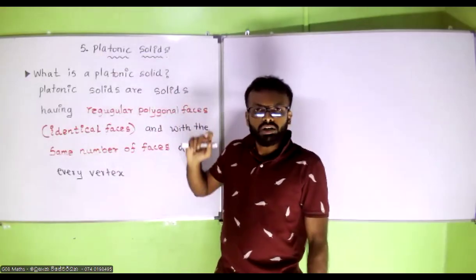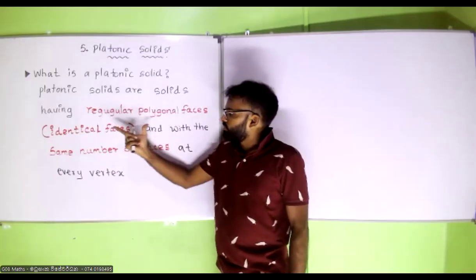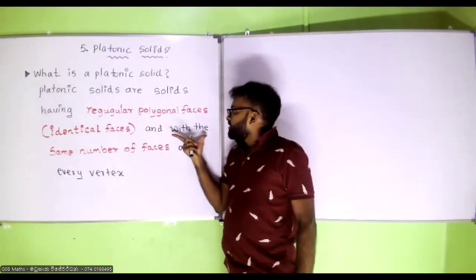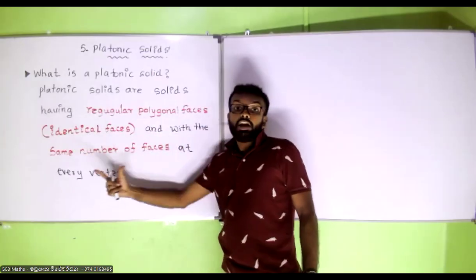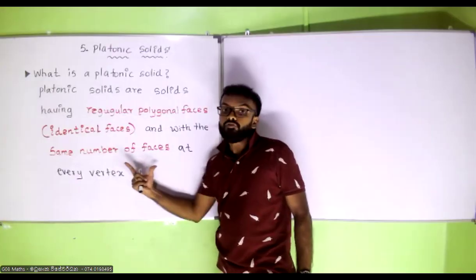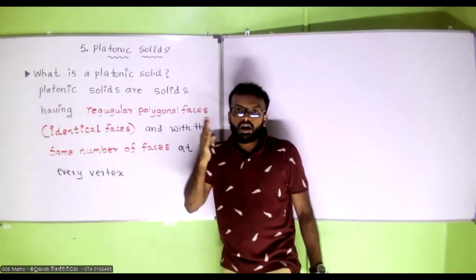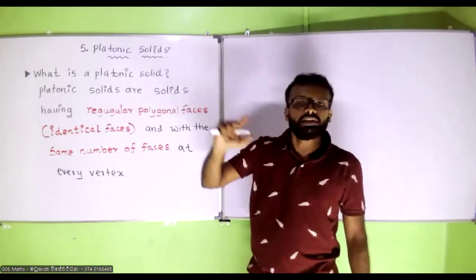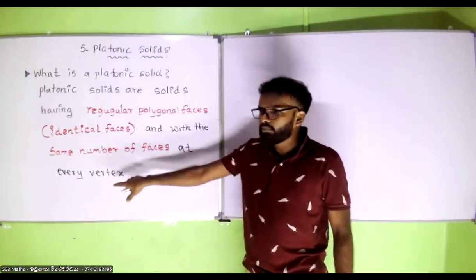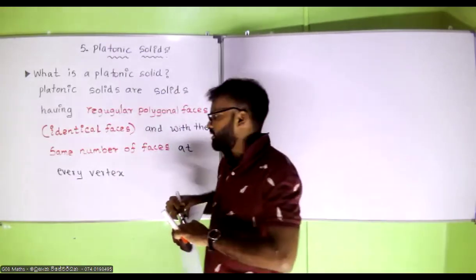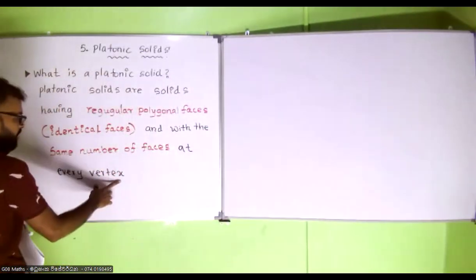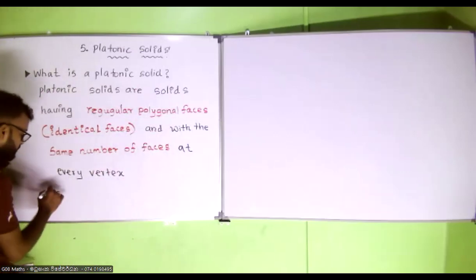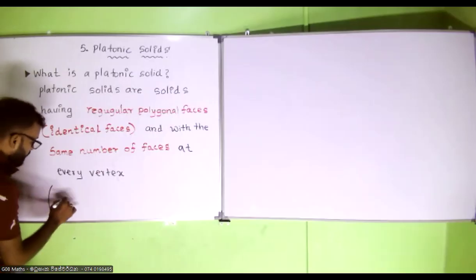Platonic solids are called solids having identical faces with the same number of faces at every vertex. Identical number of faces meeting at every vertex. Shall I write my definition? It will be much easier, but if you can remember this one, that is okay. I will give the brief one.